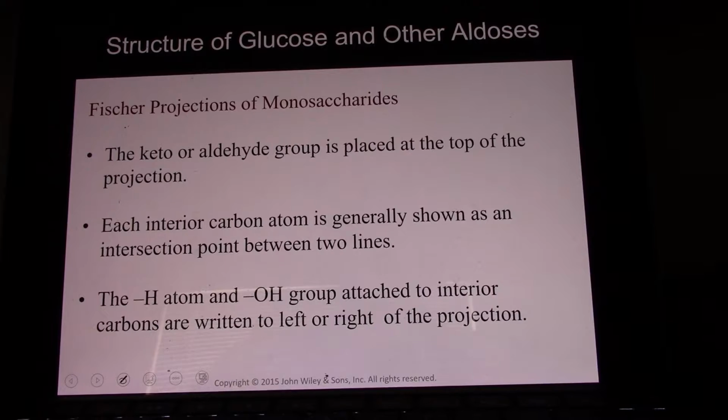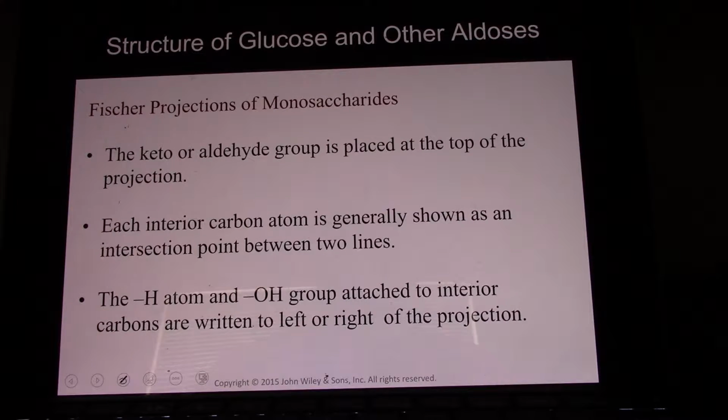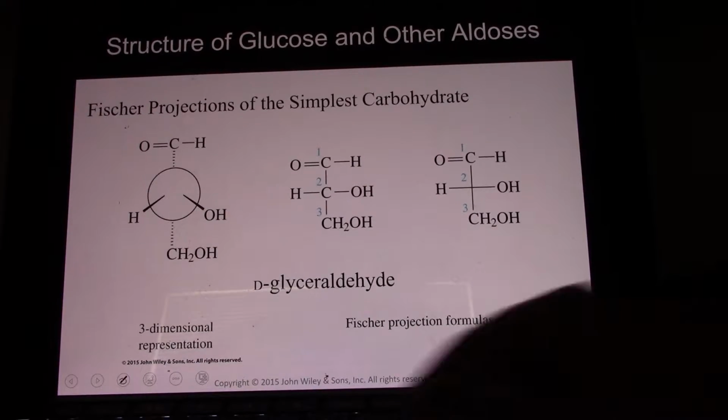Fischer projections of monosaccharides. The keto or aldehyde group is placed at the top of the molecule. Each interior carbon atom is generally shown as an intersection point between two lines. And so when you have two lines crisscrossing, that's a carbon there, because four things come off of a carbon. And the hydrogen atom and the hydroxyl group attached to the interior carbons are written to the left or right of the projection. So here's D-glyceraldehyde.